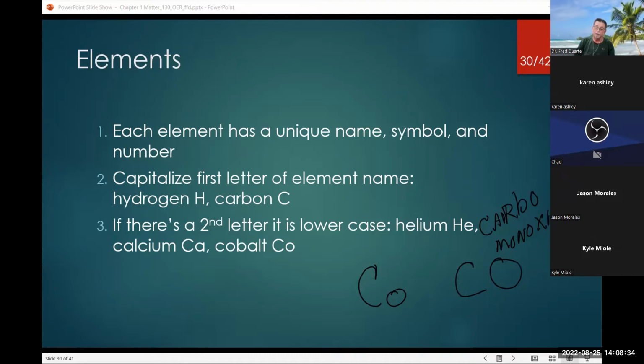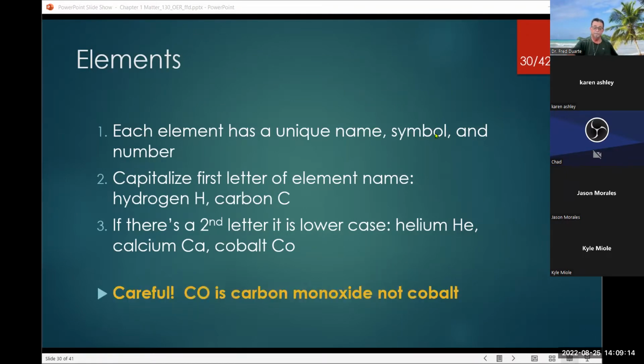Okay. So when you write these symbols for these elements, it's very specific. And the thing about science, in general, is we are very specific about things, okay? We can't assume anything. So if you mean cobalt, then you write uppercase C, lowercase o. If you mean carbon monoxide, then C and O are both uppercase. If you are thinking cobalt and you write it like carbon monoxide, it's incorrect, okay?